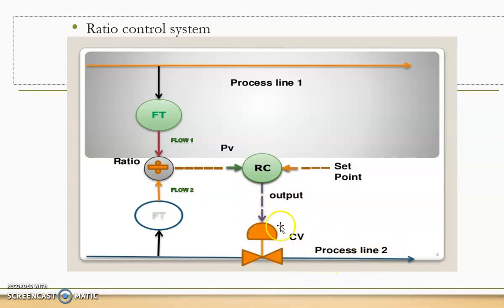Process line 2, basically the flow rate we can control, we can adjust, but about process line 1 we are not bothering or adjusting its flow rate. So this will be our wild stream, and depending upon the requirement of the ratio we will try to manipulate or adjust the flow rate of process line 2 to get the desired ratio. So that's how we can have the proper flow rate by manipulating the flow rate of process line 2.